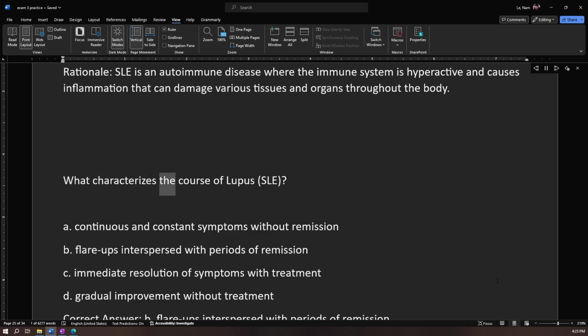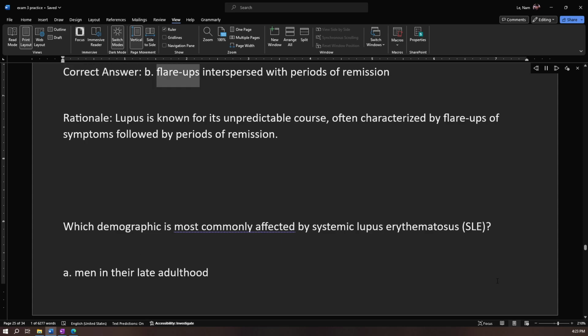What characterizes the course of lupus, SLE? A. Continuous and constant symptoms without remission. B. Flare-ups interspersed with periods of remission. C. Immediate resolution of symptoms with treatment. D. Gradual improvement without treatment. Correct answer. B. Flare-ups interspersed with periods of remission. Rationale. Lupus is known for its unpredictable course, often characterized by flare-ups of symptoms followed by periods of remission.